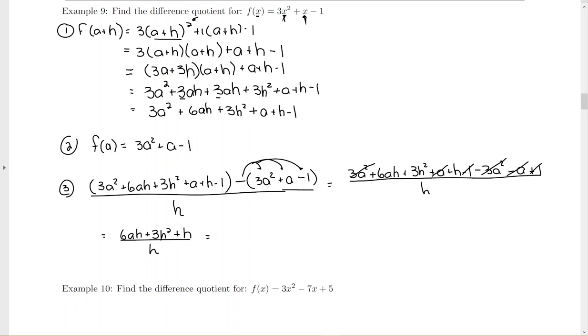Now you can reduce this, factor out an h, and then cancel with the h down below. So our difference quotient is equal to 6a plus 3h plus 1.